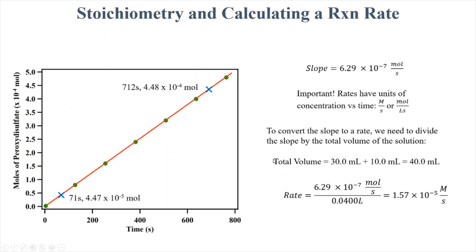Okay, so that shows you how we're going to work this for the first trial. You're going to get the data for the first trial and create your plot. You're going to get your slope, and that tells you what's going on in terms of the rate. Then you divide your slope by the volume, and you've got it.